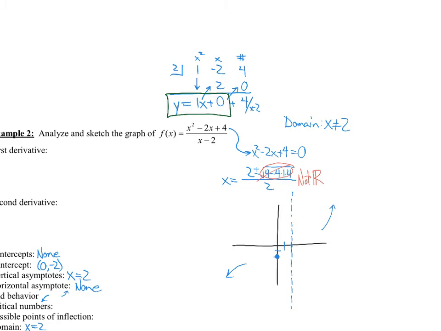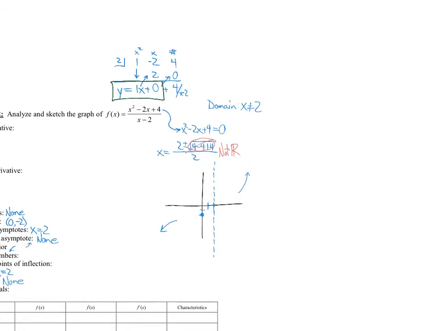A slant asymptote is something that we approach but never cross, just like a straight vertical line, but it happens to be on an angle. Like that.